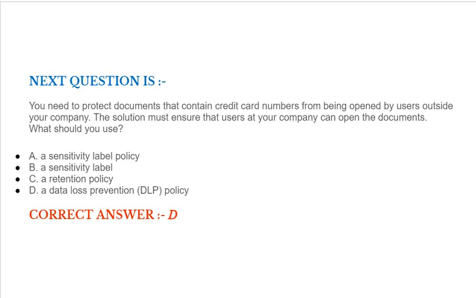Next question is, you need to protect documents that contain credit card numbers from being opened by users outside your company. The solution must ensure that users at your company can open the documents. What should you use? Option A, a sensitivity level policy. Option B, a sensitivity level label.